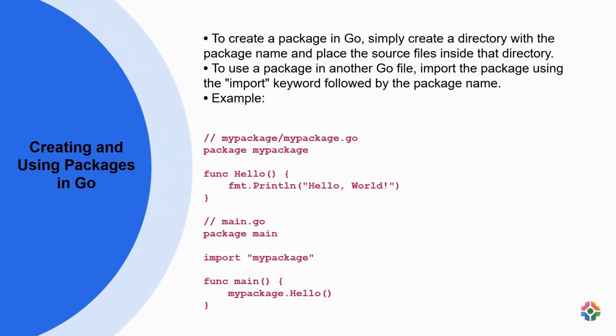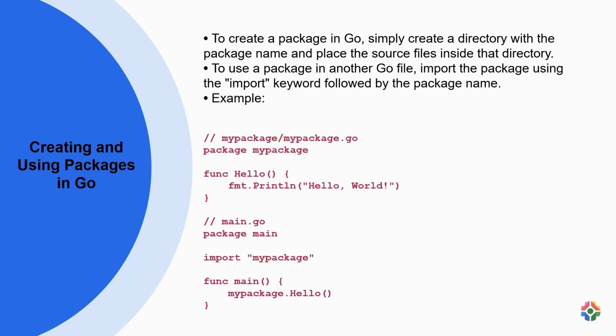To create a package in Go, you need to create a directory with the package name and place the source files inside it. After creating the package, you can use it in another Go file by importing it using the import keyword followed by the package name.